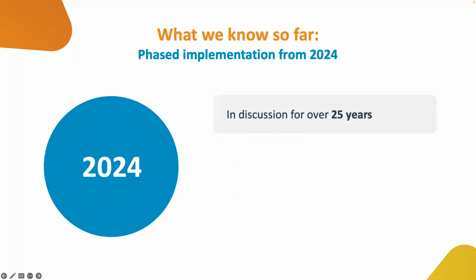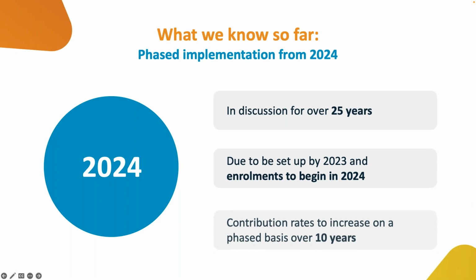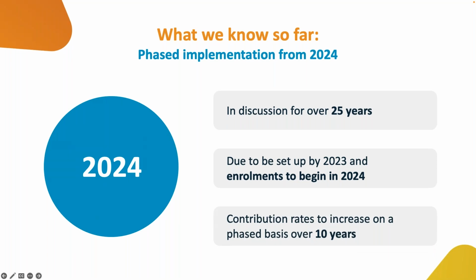Thanks, Holly, and hello, everyone. Automatic enrolment in Ireland is a subject which has been in discussion for over 25 years. However, after being delayed a number of times in recent years, it is now due to be set up this year. Employee enrolments into the scheme are planned to take place in 2024, with contribution amounts to increase on a phased basis over the next 10 years.